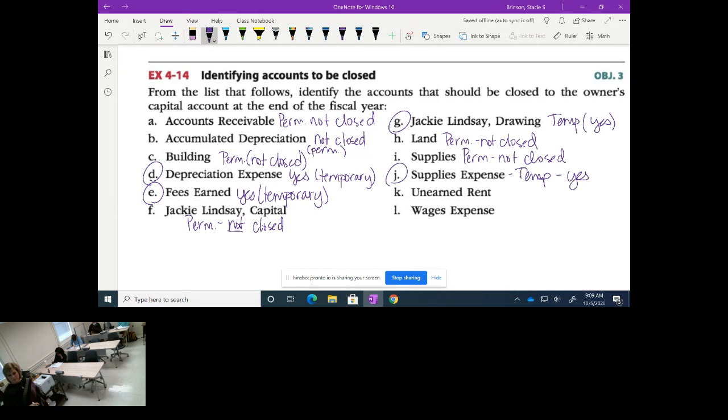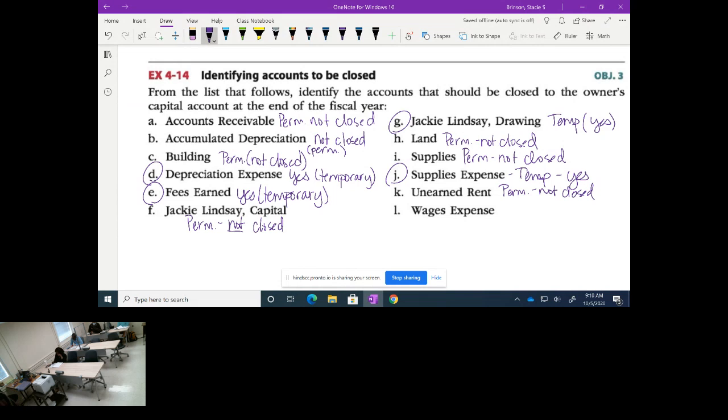What about unearned rent? What kind of account is unearned rent? It's a liability. So where would a liability show up? What else? It's permanent. Yeah, it's not closed.